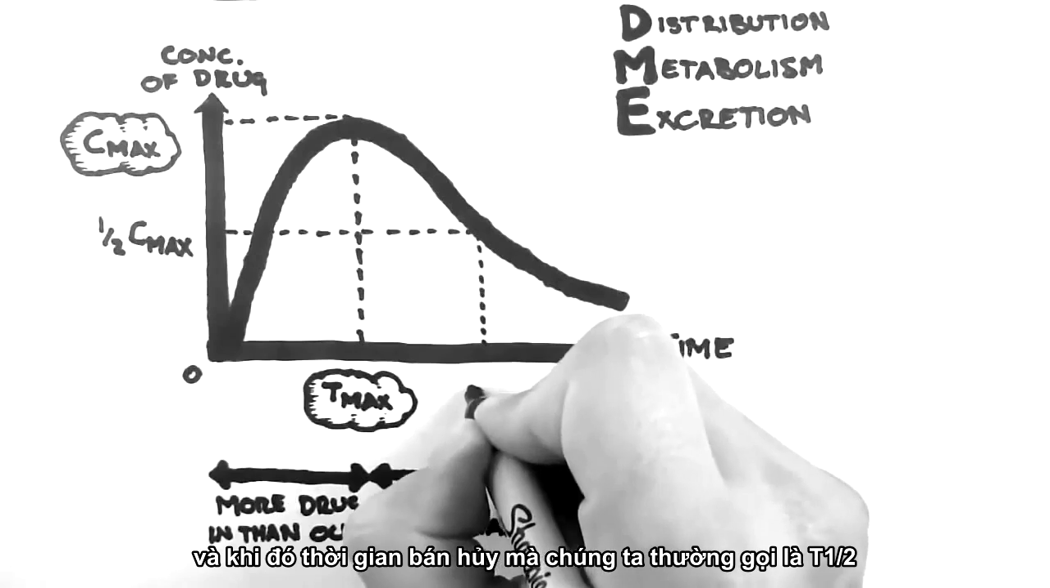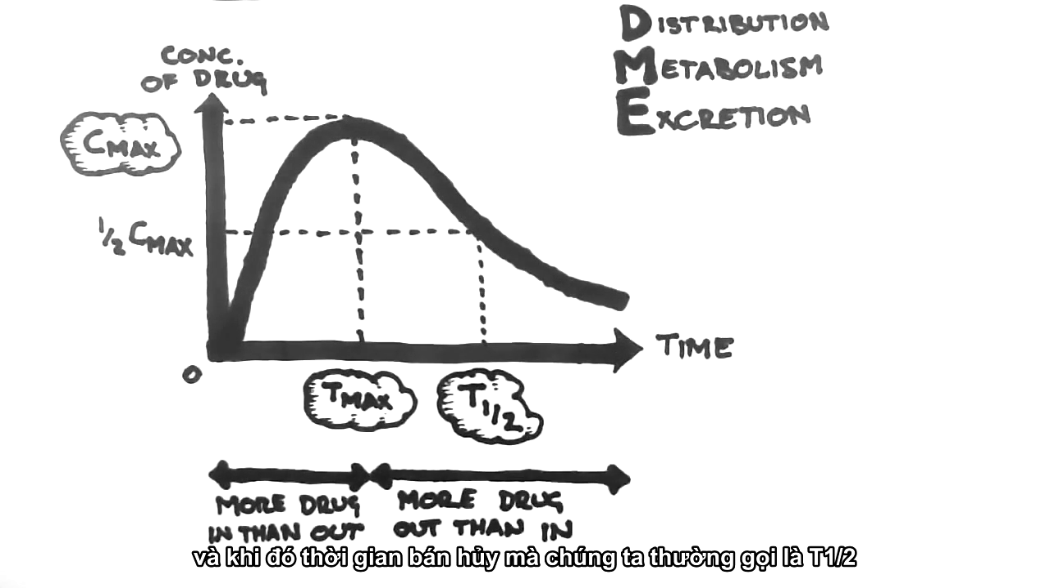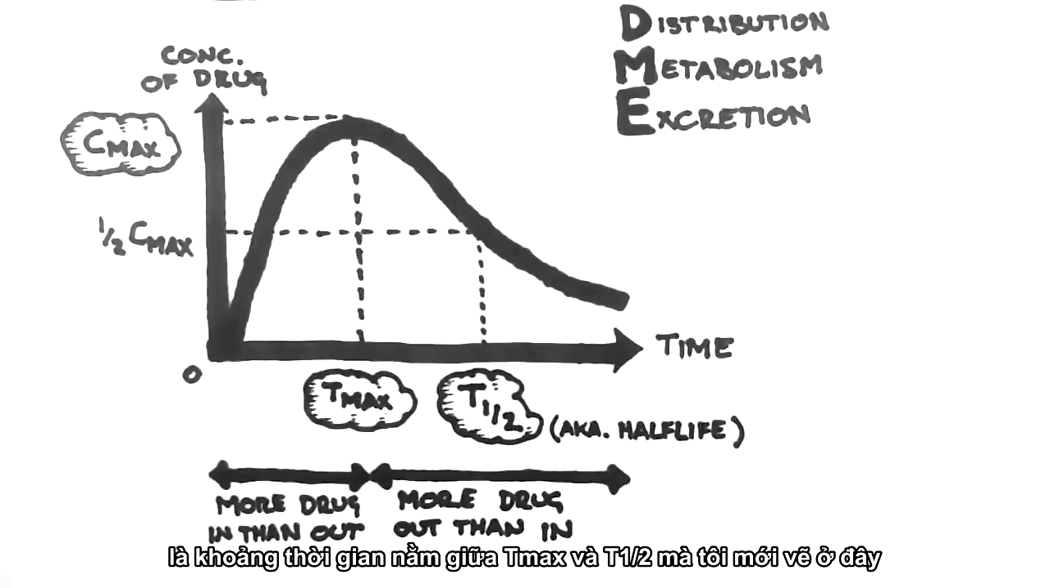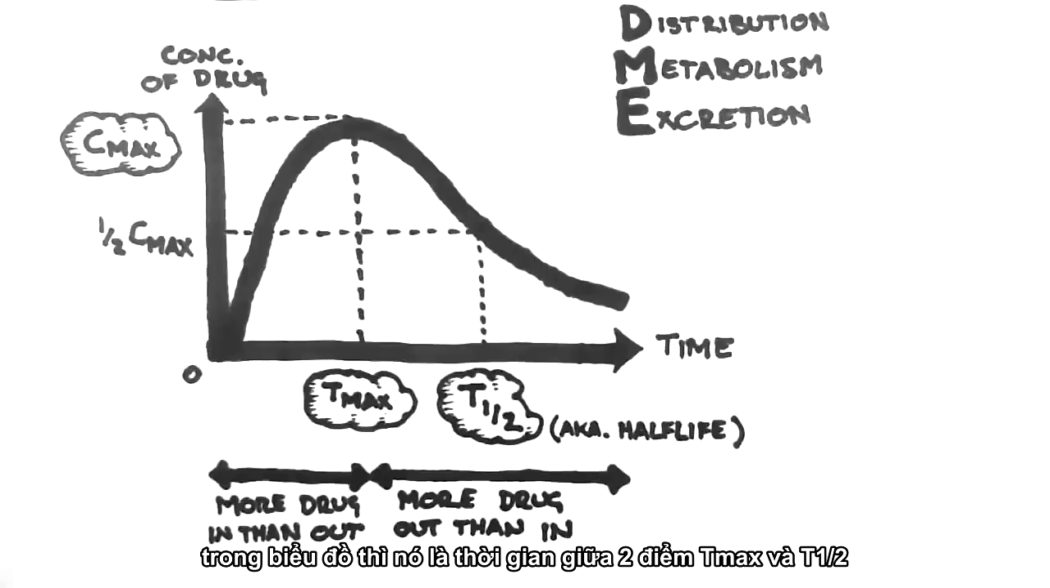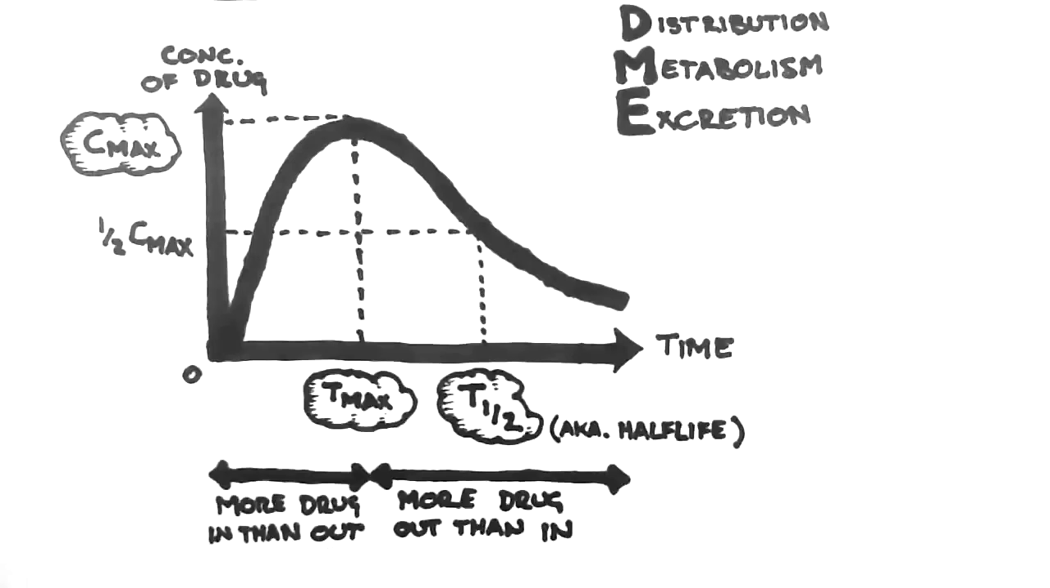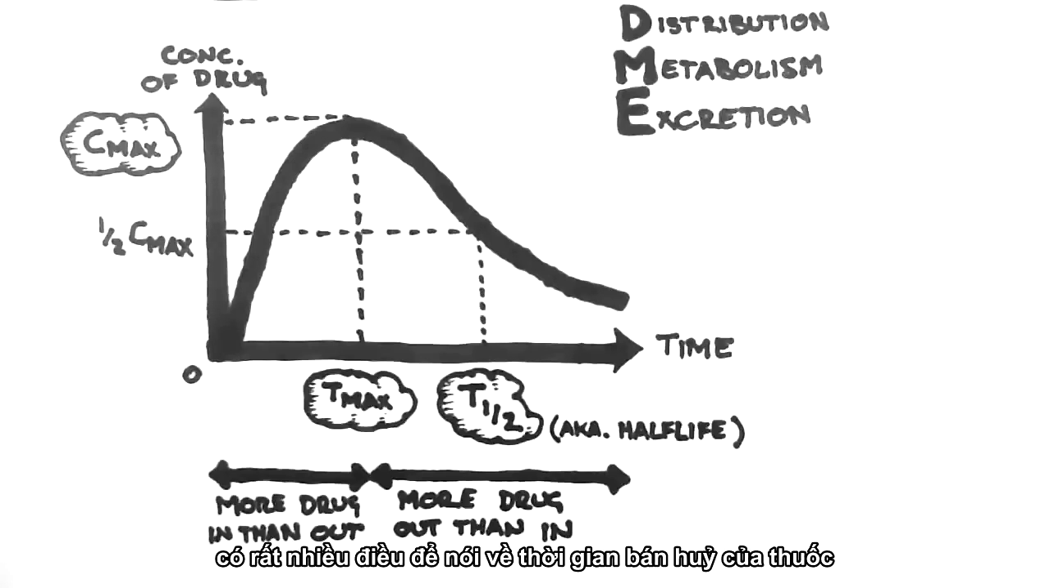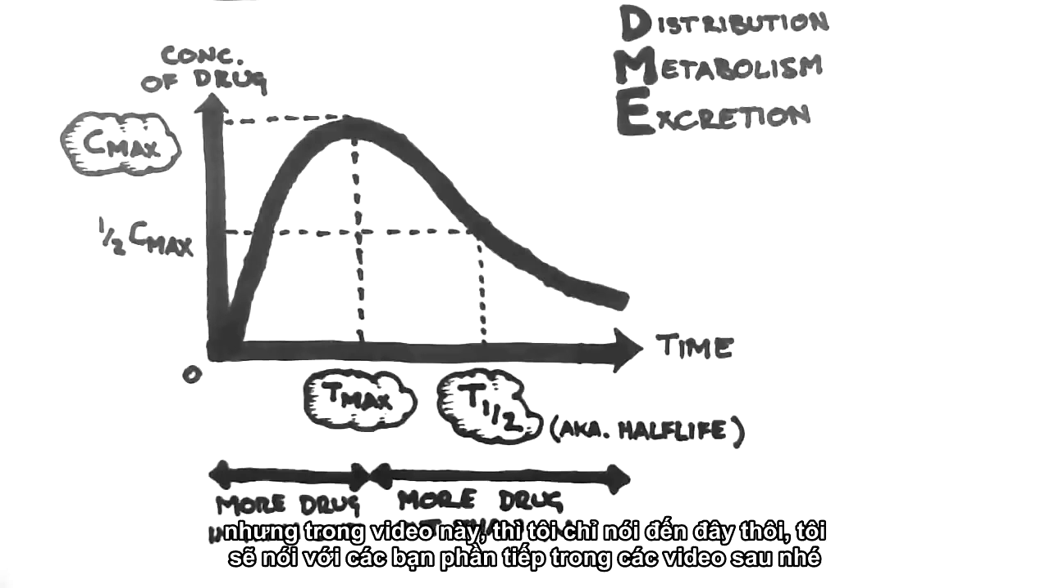And therefore, the half-life, which is often denoted T half, is the time between Tmax and where I've drawn T half here. So just to summarise, the time it has taken for the drug to drop from its maximum level to half of its maximum level is the half-life. On this graph, this is the time between Tmax and where I've drawn T half. There's a lot more to talk about with half-lives, including rate laws and orders of reactions, but that is beyond the scope of this video, so we'll talk about that in a later tutorial.